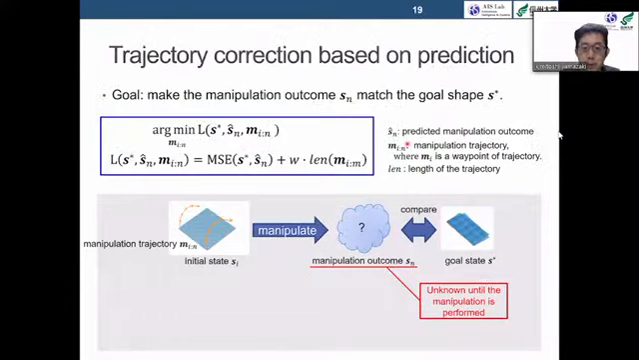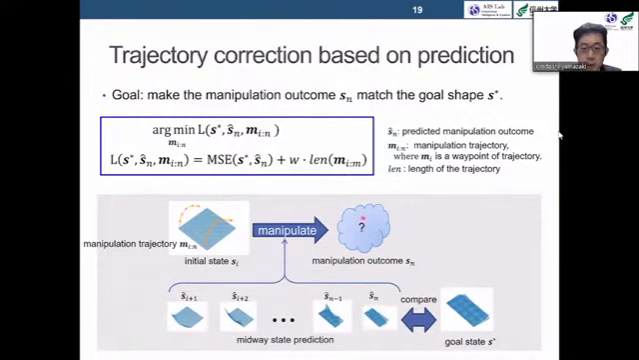Here, we explain online manipulation trajectory correction. The goal of trajectory correction is to make the manipulation outcome S sub n here match the goal shape S star, this one. Formally, we minimize the objective function shown here. To achieve this, we predict the outcome based on step-by-step shape prediction and adjust the manipulation trajectory so that the prediction matches the goal.